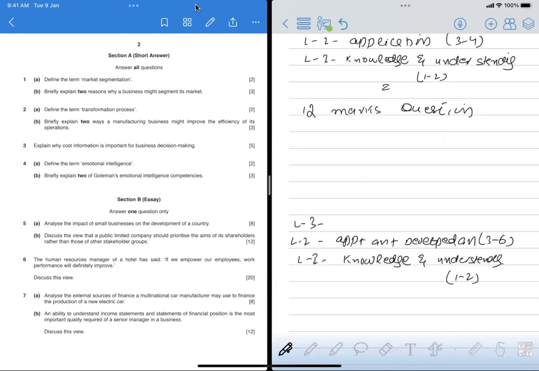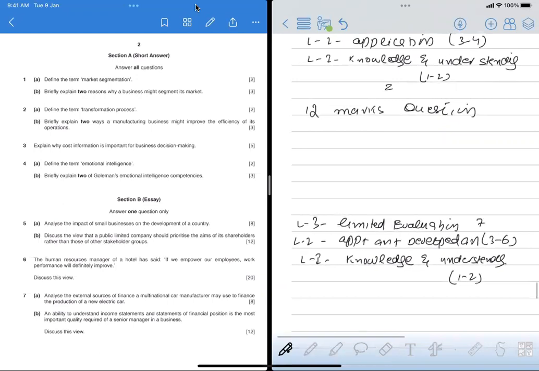Then level 3 is limited evaluation. That is 7 to 8 marks. Then level 4 is effective or sound evaluation. That is 9 to 12 marks. So the last 4 marks are obtained from the developed, effective evaluation.